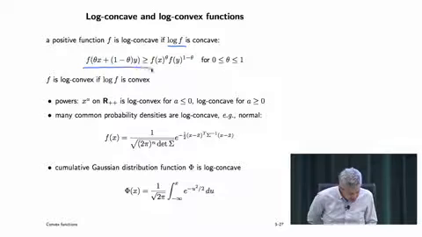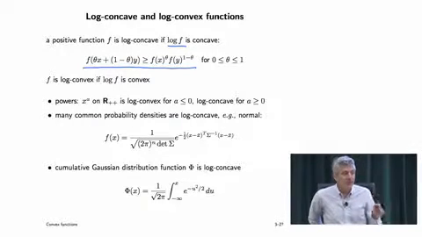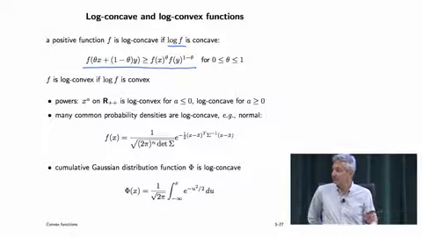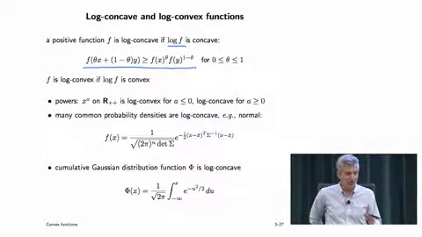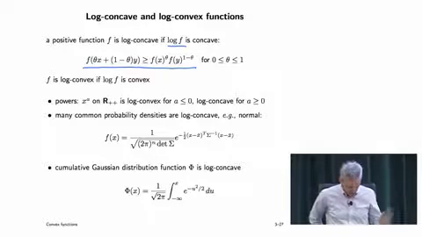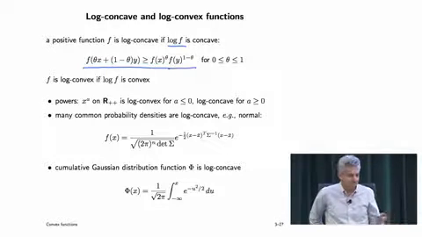Another way to say that is this. It says that if you evaluate f at a mixture of 2 points x and y, if it were concave, it would be bigger than the mixture of the f values. But here what it says is it's bigger than the geometric mixture. Weighted geometric mean, however you want to call that. Okay? So that's what it says. And you take the log of this, and that's what it means to be concave.